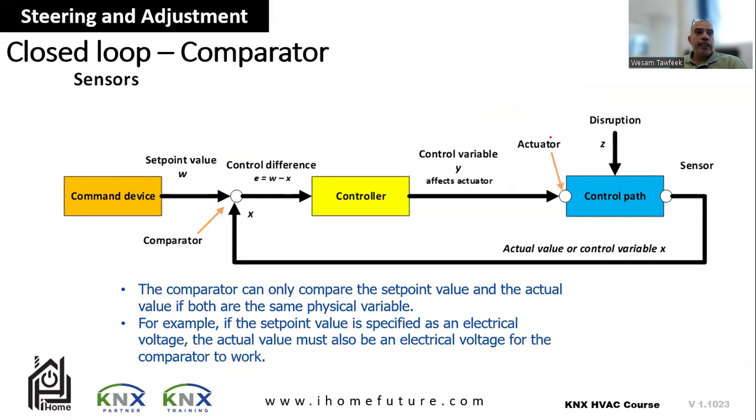Now we're talking about a sensor in the actuator itself, because you need a sensor to give you the feedback, and then the feedback goes to the controller as part of the comparator. So the comparator can only compare the set point value and the actual value if both are the same physical variable. Of course, it will compare temperature to temperature and voltage to voltage. So it should be the same physical variable. For example, if the set point value is specified as an electrical voltage, the actual value must also be an electrical voltage for the comparator to work. So the comparator is the one making the comparison, giving the value to the controller.